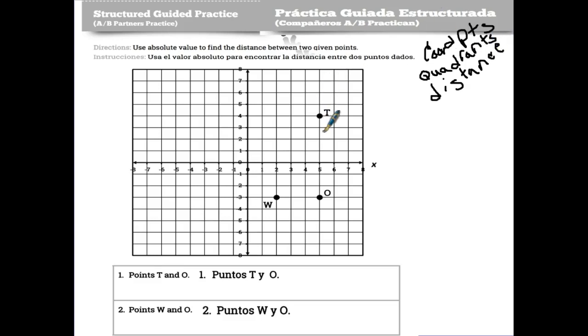Remember, if they're crossing over an axis, like this is crossing over the x-axis, you need to find the distance to 0, and then you need to continue for the other number. So you're going to be adding if it's different coordinates. When we get to this one, you're going to be subtracting because they're in the same coordinate. But we're going to start first with T and O. So find these 3 pieces of information individually first, and then share with your partner.